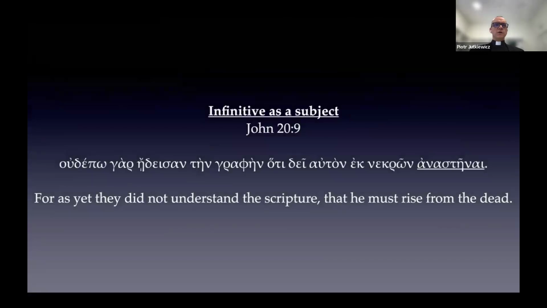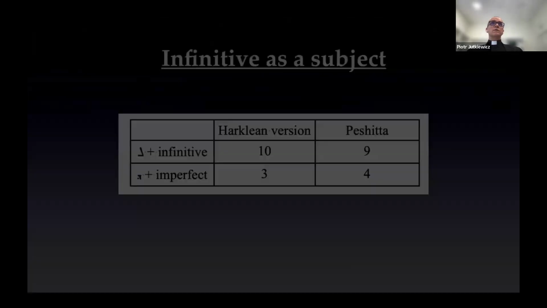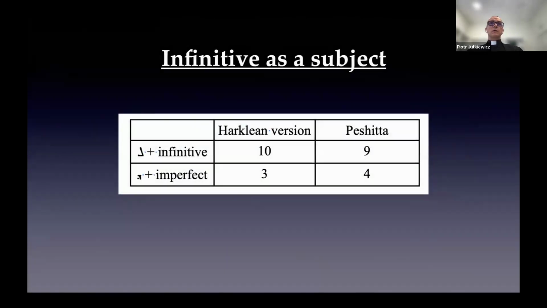The next category is infinitive as a subject, anastenai, to rise from the dead, dei anastenai. There are 13 cases of infinitives used as subjects of the so-called impersonal verbs like dei or exestin.